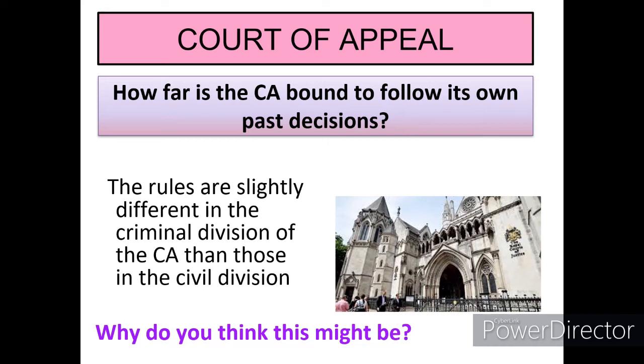Can you think of why this might be? Why might the criminal division of the Court of Appeal be able to depart more easily from their past decisions than the civil division?